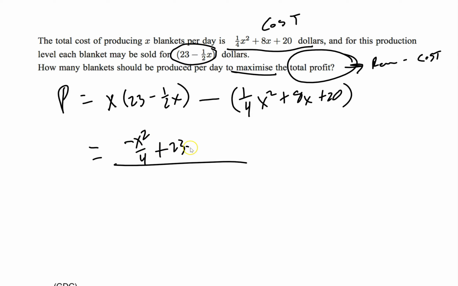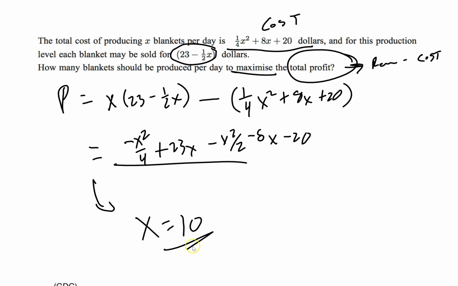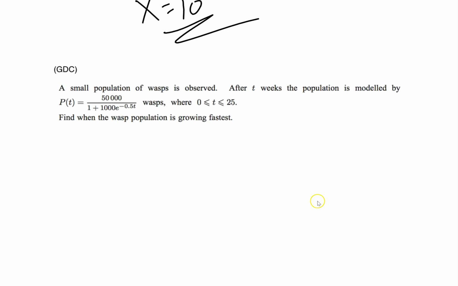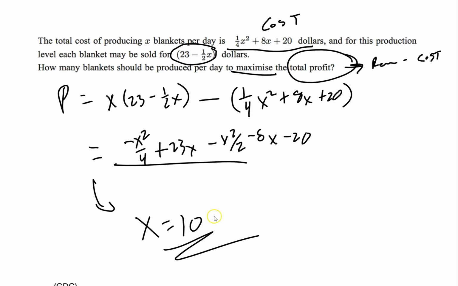Plus 23x minus x squared over 2 minus 8x minus 20. Take the derivative of that, set equal to 0. Blah, blah, blah. It's just math. You get x equals 10. Let's move on to the next one. Oh, and then you've got to check if it's actually a max, right?